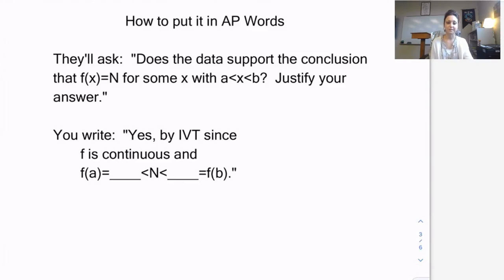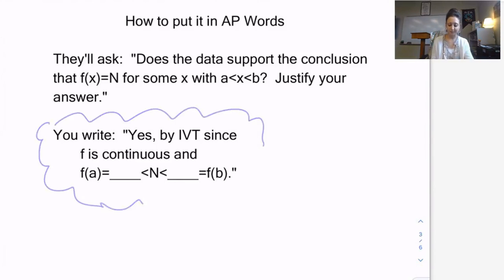These types of problems appear quite a bit in the free response section of the AP exam, and this is how they'll ask it. They'll say, does the data support the conclusion that f of x equals n, where n is some number, for x between a and b? Justify your answer. And then what you write is this. I'm going to force a pause on your screen, and I'd like for you to write this part. If my little word bubble covers all of your screen, just go ahead and hit continue and pause for me again.